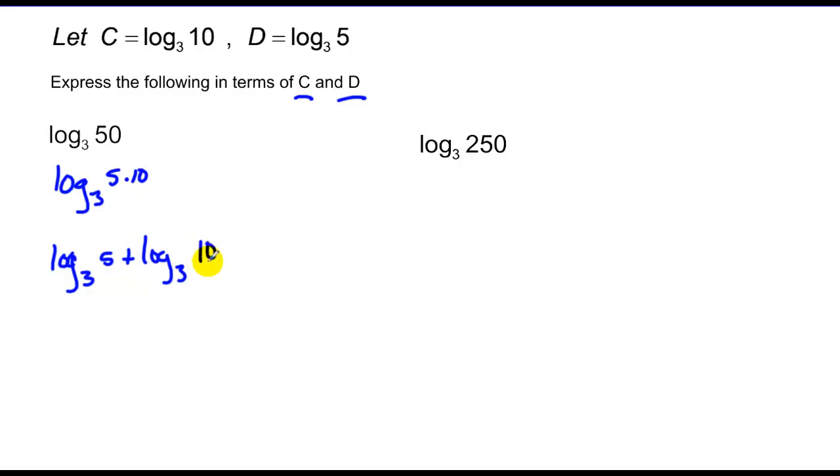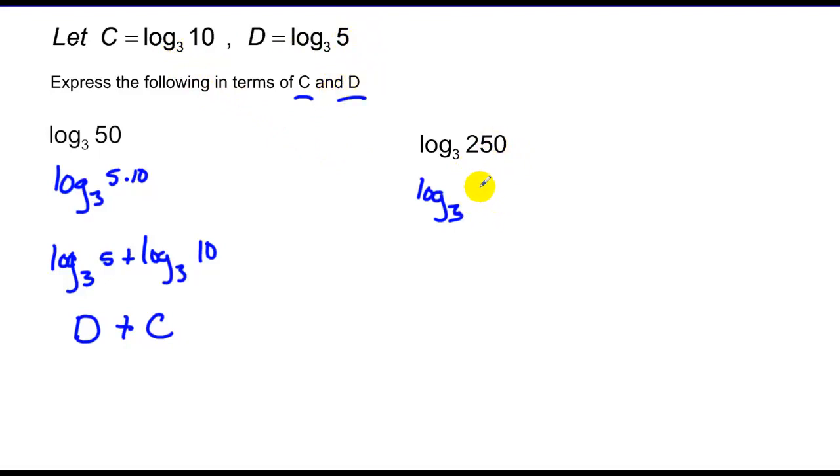Given that, log base 3 of 5 is d. I can make that substitution, and the log base 3 of 10 is c. So this is just d plus c. In the case of 250, I have to figure out what numbers multiply to 250. Well, and not only that, because it's pretty easy, I can use the log base 3 of 2 and the log base 3 of 125.